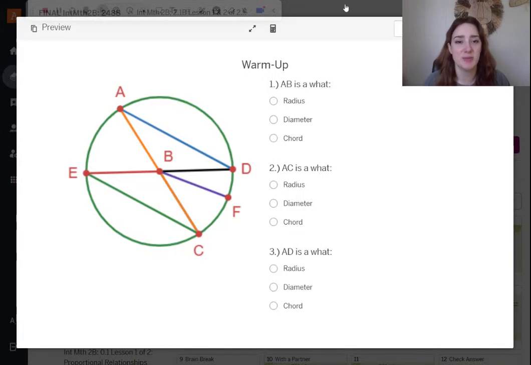Hey guys, welcome. This is for our recording of 2.1a, lesson 1 of 2, where we're going to be looking at circumference for today, circumference of a circle.